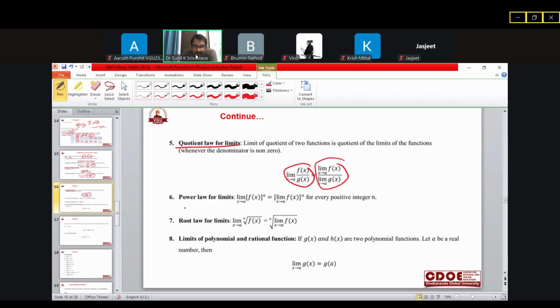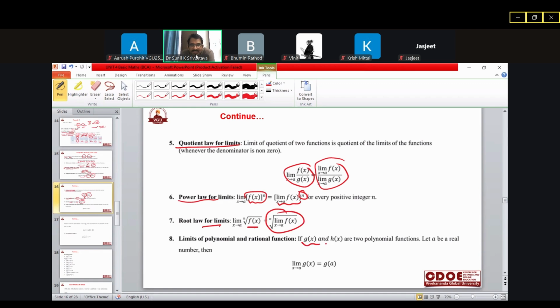Power law of limits. Suppose we have a function f of x raised to the power of n. In that case, we have the limit of the function raised to the power of n. Surds or roots of limits: we can also take the roots of the limits. Then limits of polynomials and rational functions.